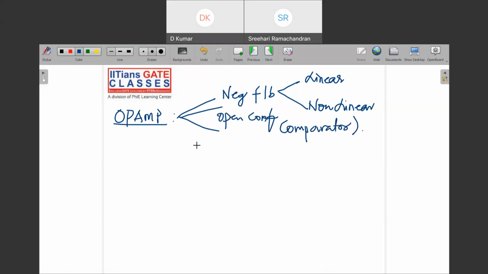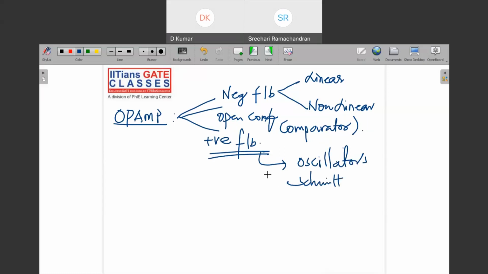And the last which I will be talking about is the positive feedback. Under positive feedback, how does your op-amp behave? In that we will discuss oscillators. Then the Schmitt trigger, right? Schmitt trigger is a very important topic. And then we will discuss multivibrator. So all these things I'm going to talk about. Srihari, you will find all these contents in the previous class, right?